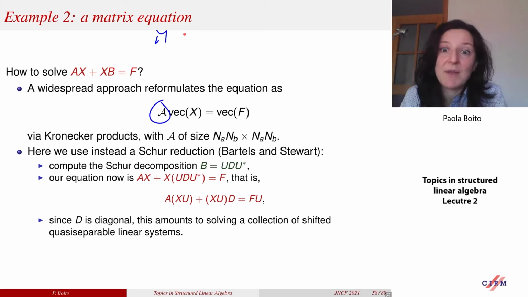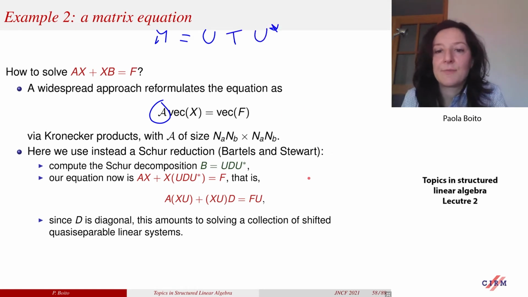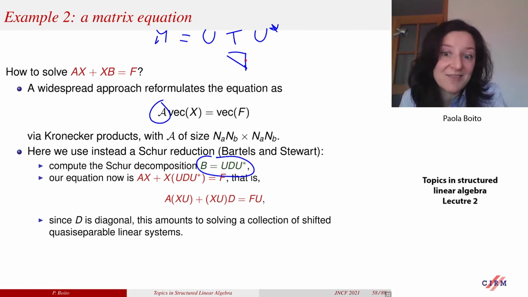If you have a square matrix, you can decompose it as unitary times upper triangular times U star. So T is upper triangular. This is called a Schur decomposition. If we apply this Schur decomposition to the matrix B, which is symmetric, then the triangular matrix here has to be symmetric, and so it has to be diagonal. So basically what we get is the eigendecomposition of B.